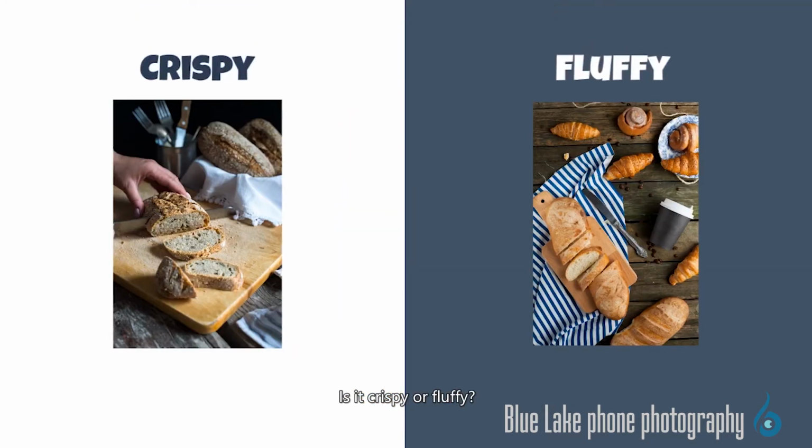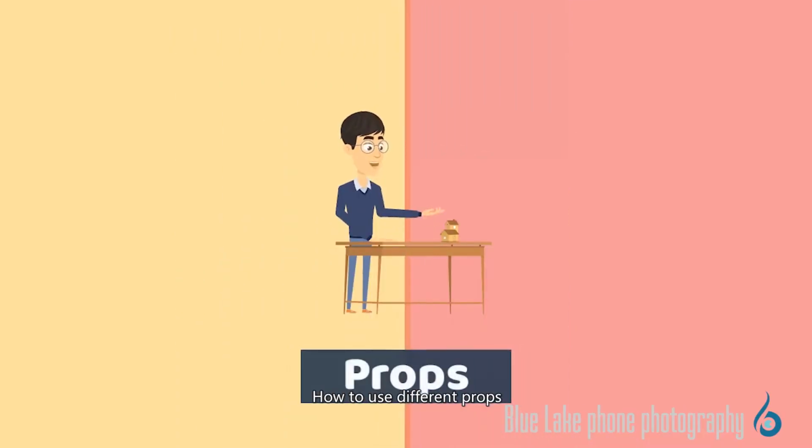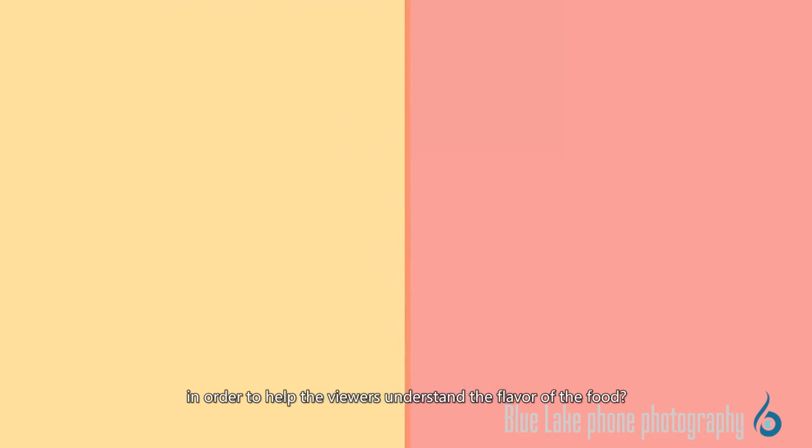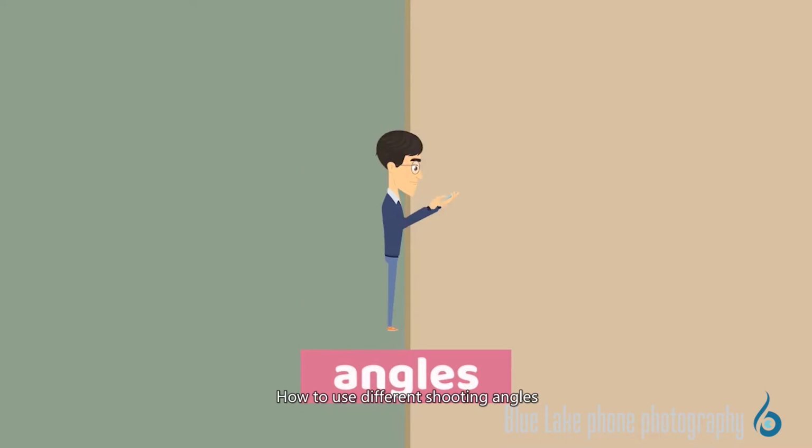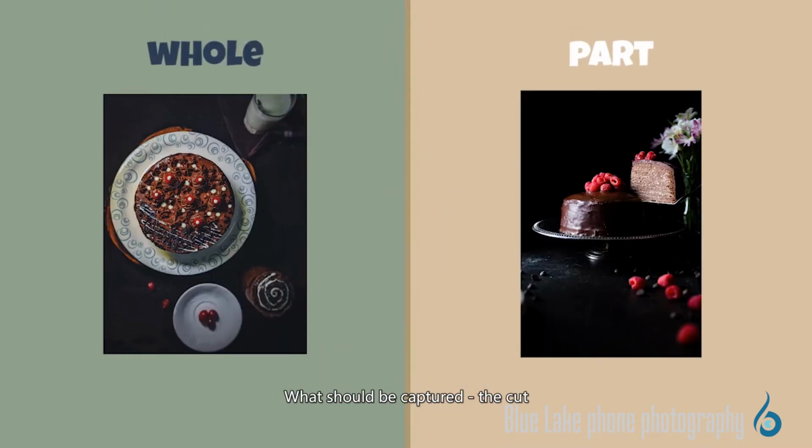Is it crispy or fluffy? How to use different props in order to help viewers understand the flavor of the food. Is it aromatic or spicy? How to use different shooting angles to show different aspects of the food. What should be captured? The cut or the overall appearance of the food.